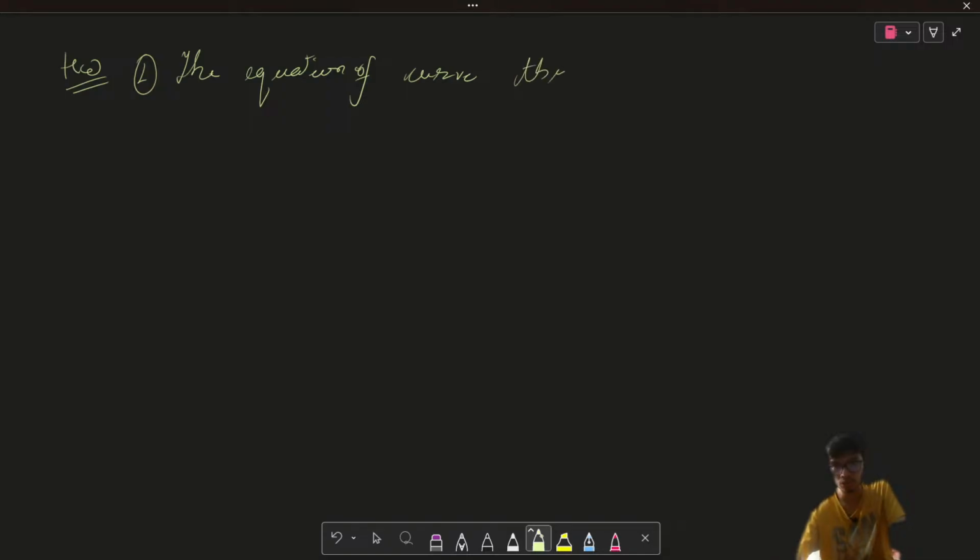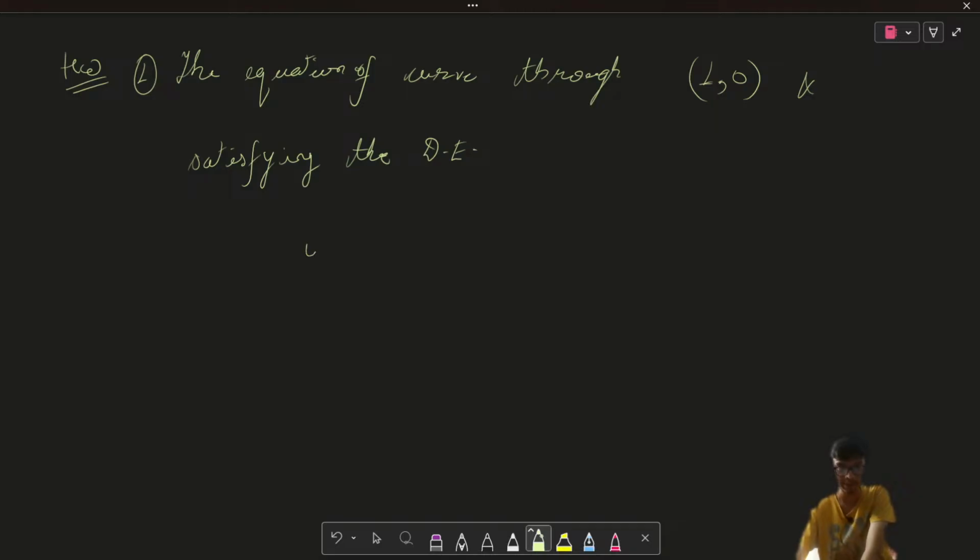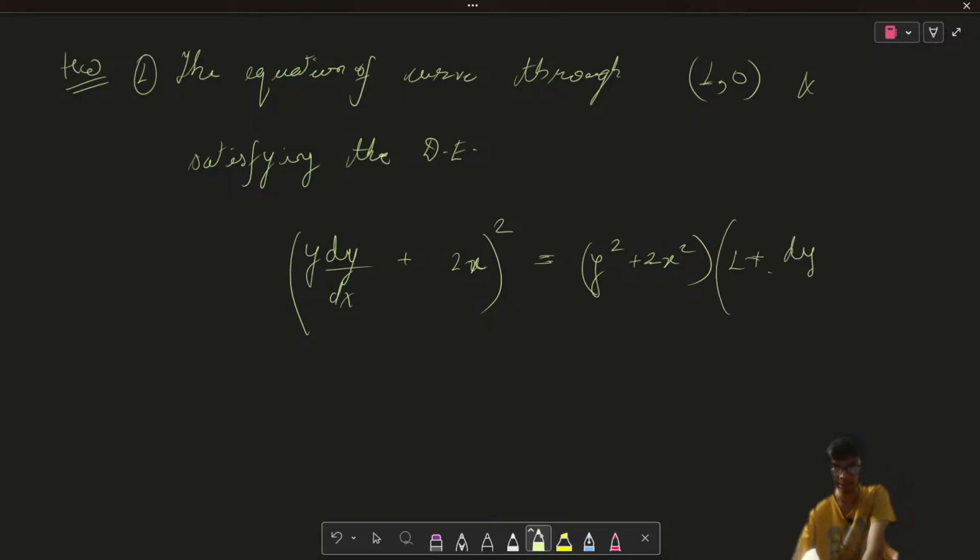the curve passing through the point (1, 0) and satisfying the differential equation that is given as (y dy/dx + 2x)^2 = (y^2 + 2x^2)(1 + (dy/dx)^2).